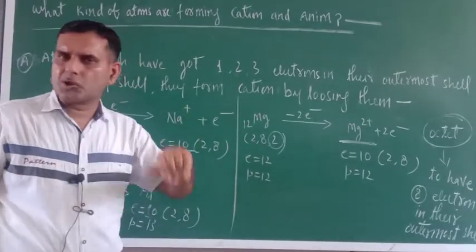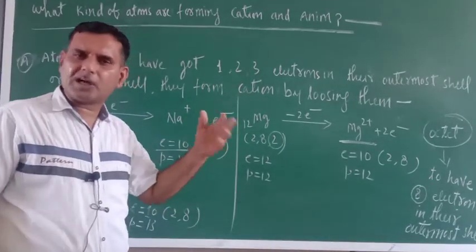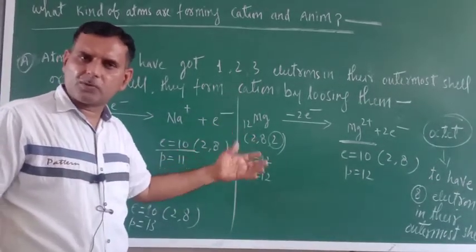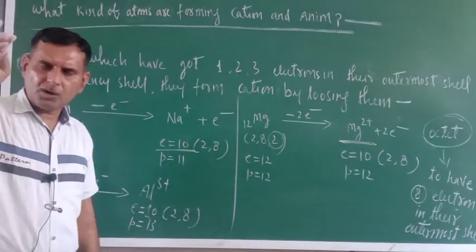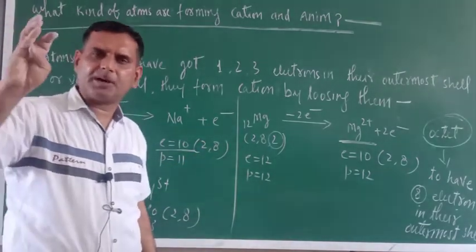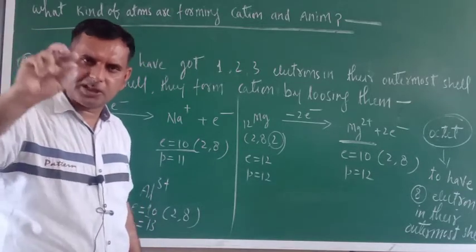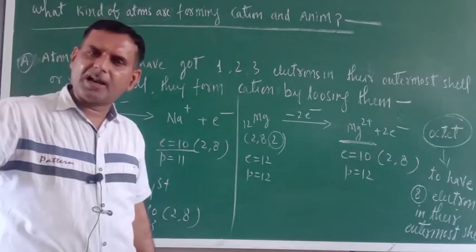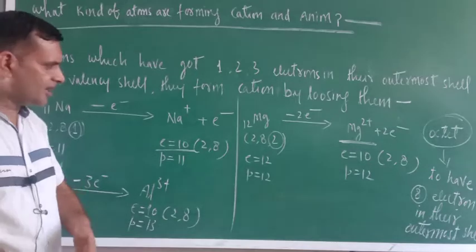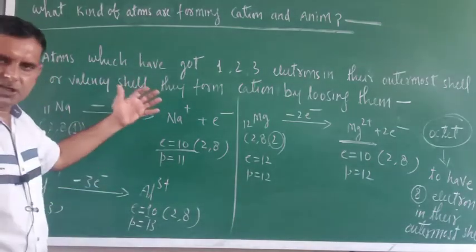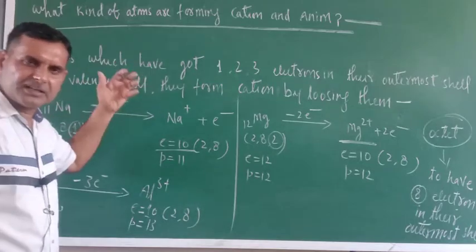There are 2 rules only, the duplet rule and the octet rule. Duplet rule means to have 2 electrons in their outermost shell. Octet rule means to have 8 electrons in their outermost shell. So for hydrogen, helium, lithium and beryllium, what is there? Duplet rule is there, to have 2 electrons in their outermost shell. Rest all atoms follow the octet rule. So in this way, formation of cation is over.